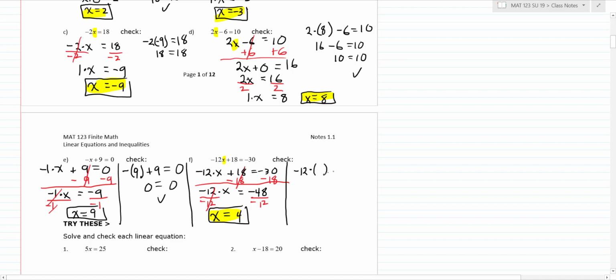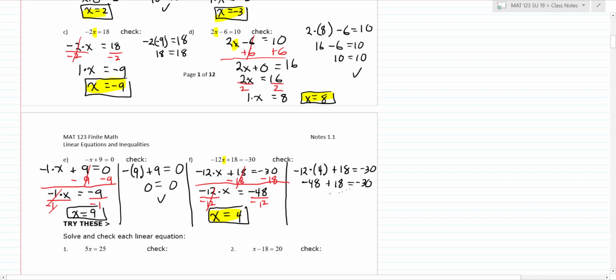All right, so I just write it out like this. So notice I'm just writing out the equation, and then I'm going to plug in the answer of 4. Work it out. So you've got to multiply before you add. So negative 12 times 4 is negative 48.